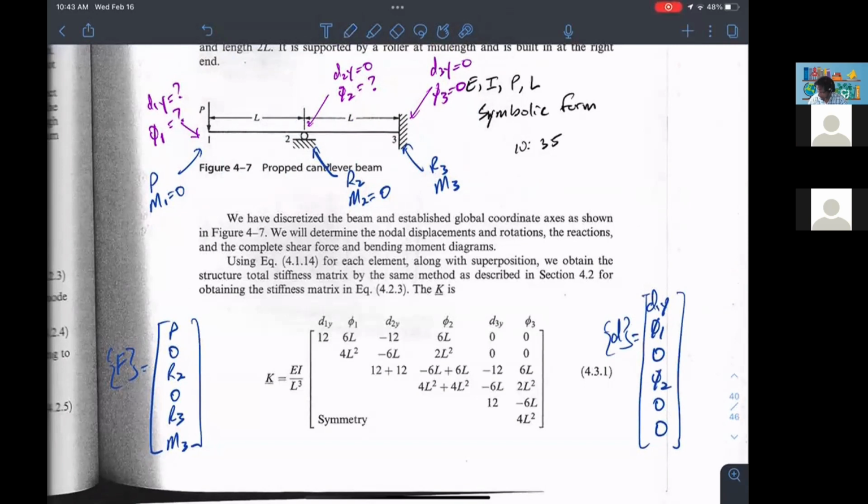Right, so our unknowns are R2, R3, and M3, d1y, phi 1. So again, we have 6 unknowns. We would have 6 equations and 6 unknowns: 1, 2, 3, 4, 5, 6 equations, and 1, 2, 3, 4, 5, 6 unknowns. P is given, but we're giving it as a symbol P, though P could be a value.